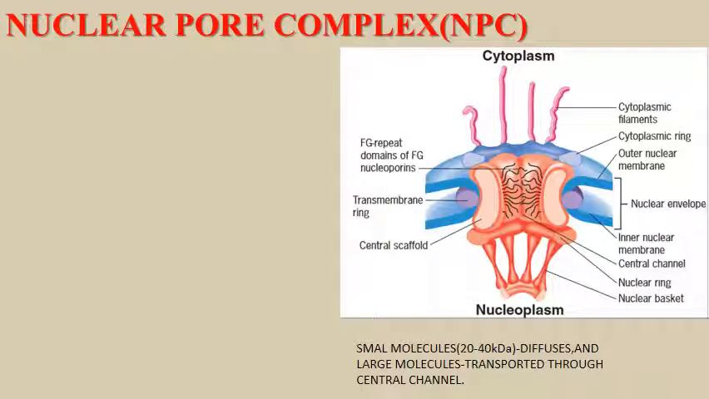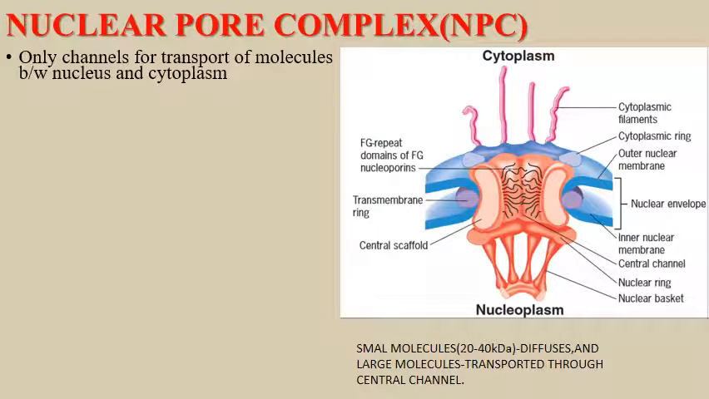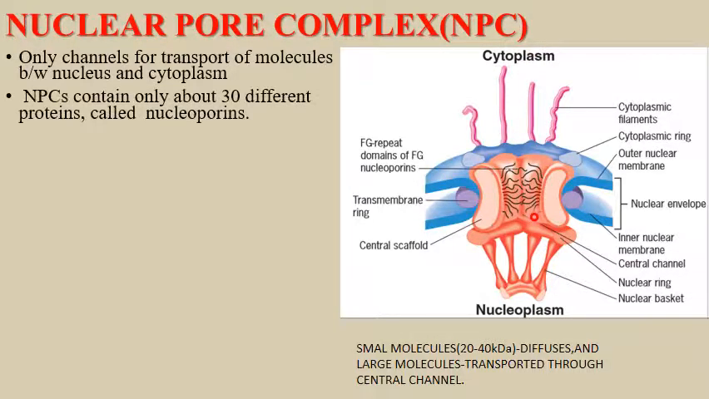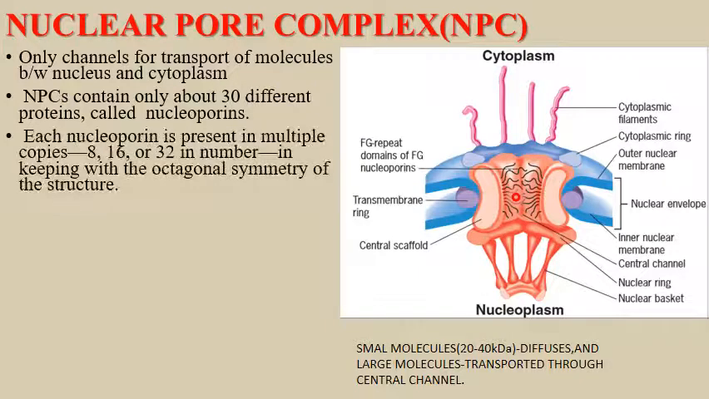Next one is the nuclear pore complex. The nuclear pore complex will transport molecules between the nucleus and the cytoplasm, only through a channel. It contains 30 different proteins, called nucleoporins. Each nucleoporin is present in multiple copies, that is 8, 16 or 32 in number.